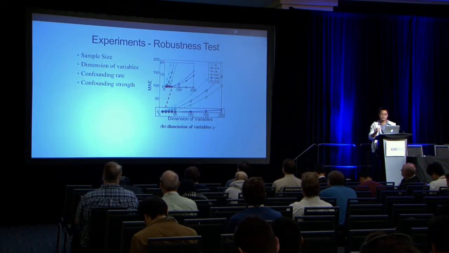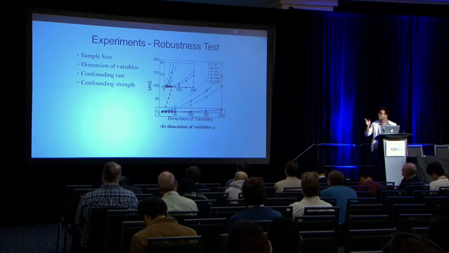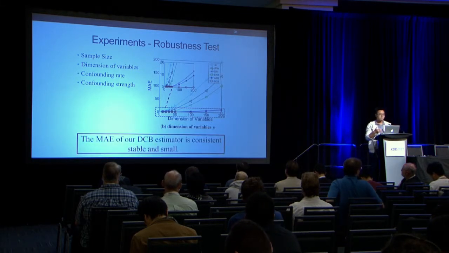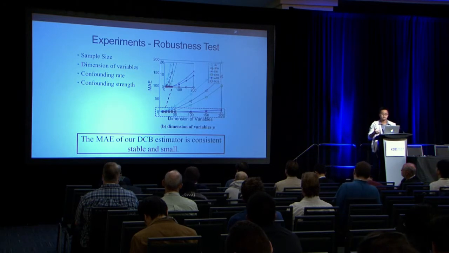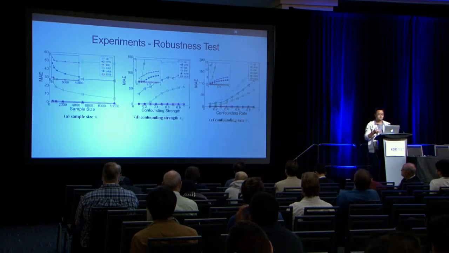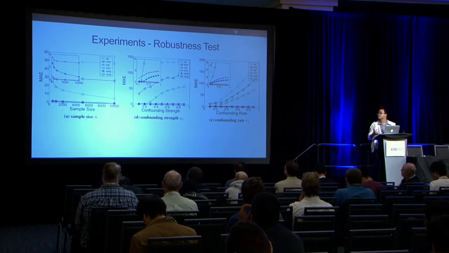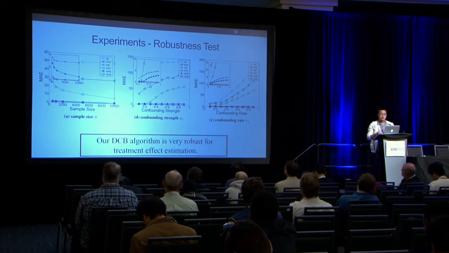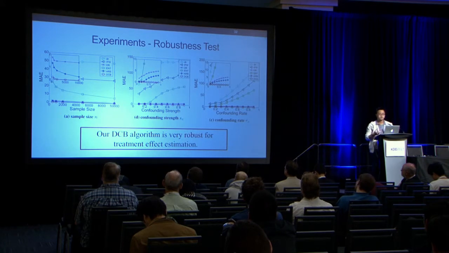Okay, from the result, we found that as the dimension of variables increases, the MAE of our DCB algorithm, the red one, is consistent, stable, and small, while the MAE of the baselines is increased continuously. By varying the other three parameters, we can get a similar result. The above experiments demonstrate that our algorithm is very robust for treatment effect estimation.